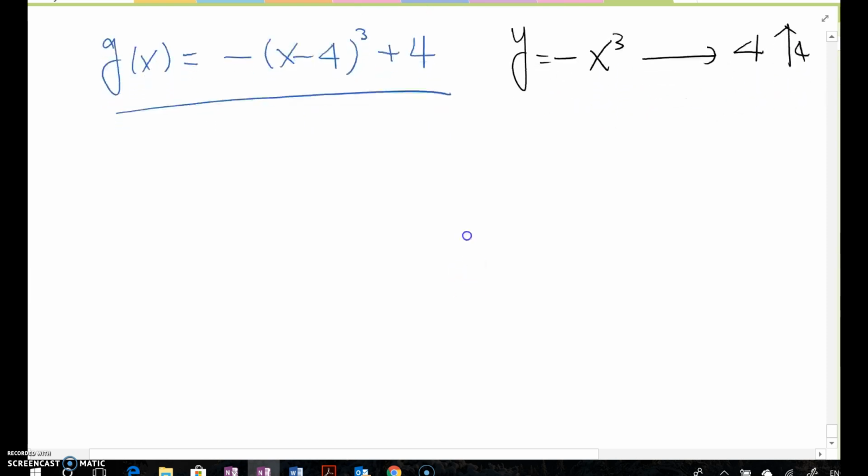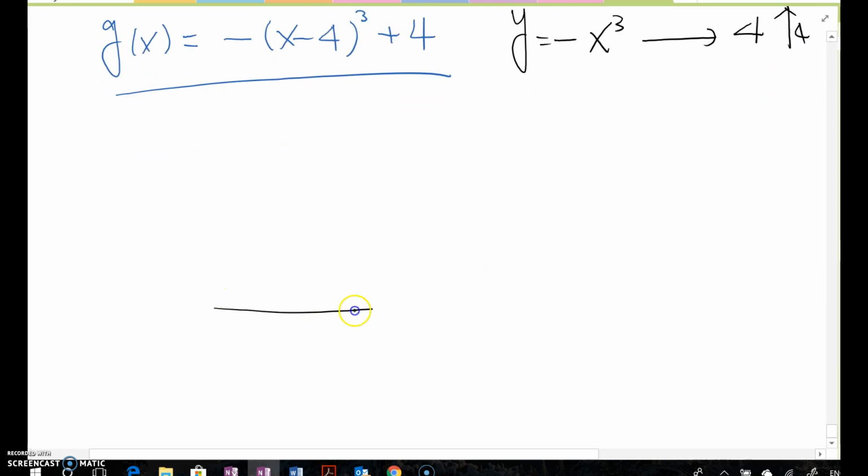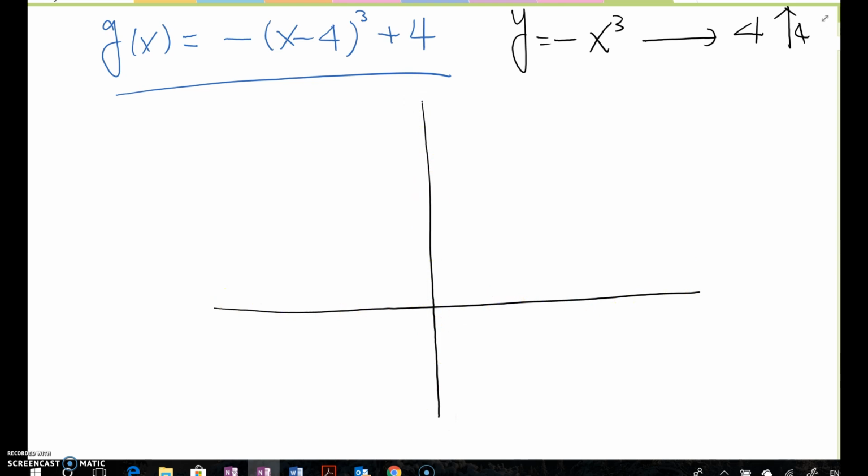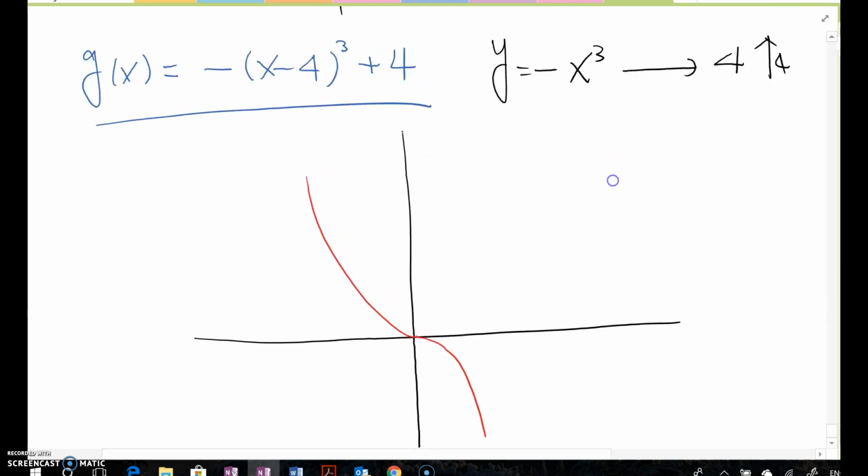So the graph is, originally this is the negative x cubed graph, and then now we are moving right 4 and then up 4, so it becomes like this.